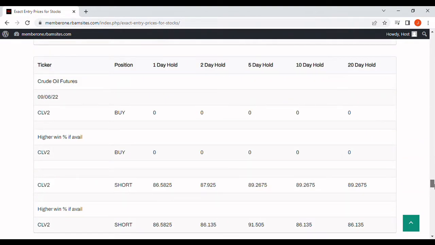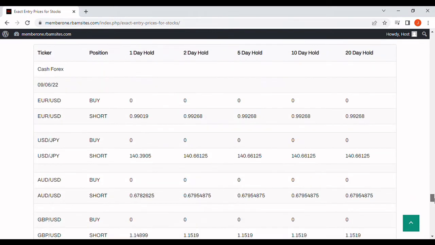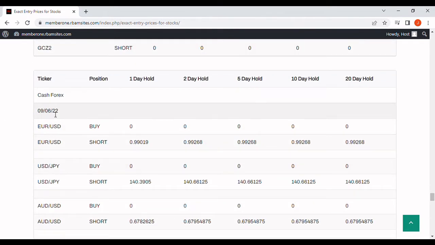We cover algorithmically generated entry prices for forex. Here's cash forex for today. Here's the euro. The 1-day column you can use to day trade, assuming your own analysis validates it. You can't use anything on here for anything other than entertainment purposes, but if you're going to look at it for entertainment purposes, for day trading, you can look at the 1-day column.